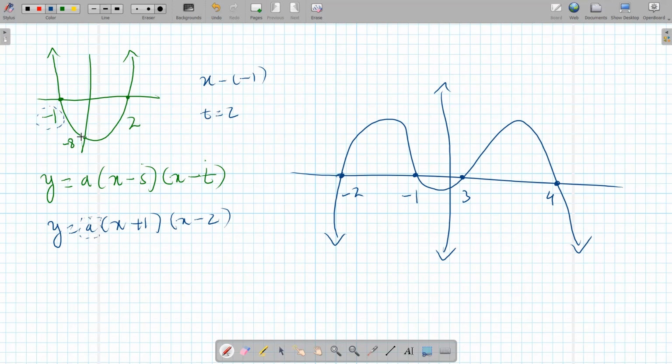How do we find the a value? Well, simply plug in the y-intercept or any point that they've given you. At the y-intercept, the x value is going to be what? 0. Exactly right. So all you have to do is plug x as 0. So 0 plus 1 is still a 1. What's 0 minus 2? -2. Right, and then the y value was -8. What's 1 times -2? Well, that's just -2. So a times -2 equals -8. What's a gonna be?